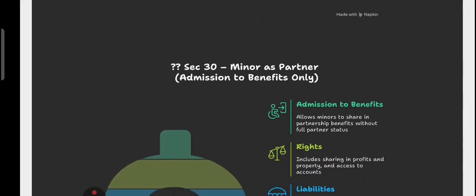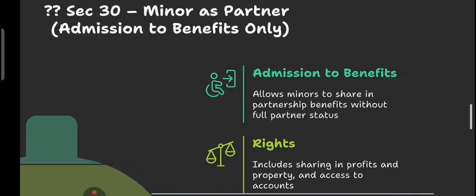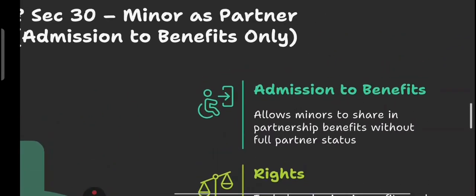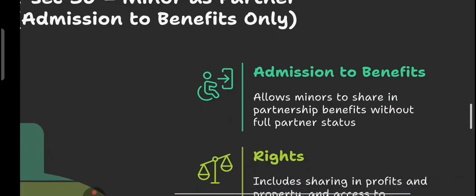Now have a look at the section number 30. Section number 30 is all about minor as a partner. Very very important aspect. We are talking about minor as a partner. So let's start section number 30. So the first question is, can minor be a partner? See, under section 30 of the Indian Partnership Act, a minor cannot be a full partner, but they can be admitted to the benefit of an existing partnership. So they cannot be a full partner.